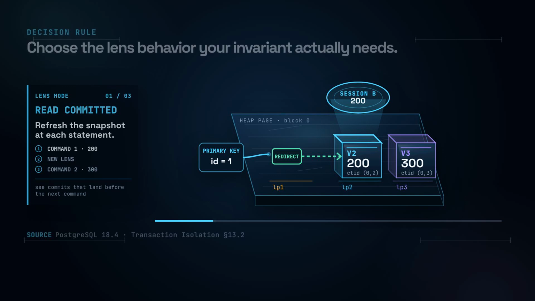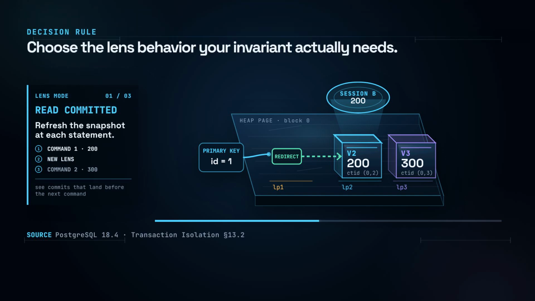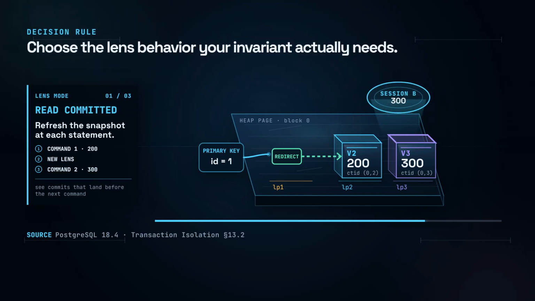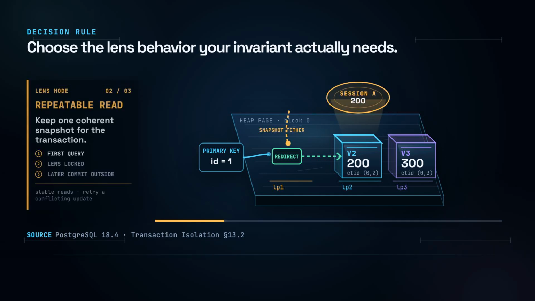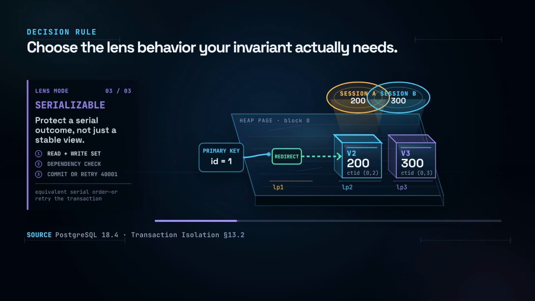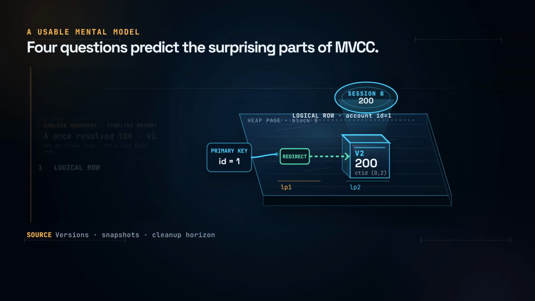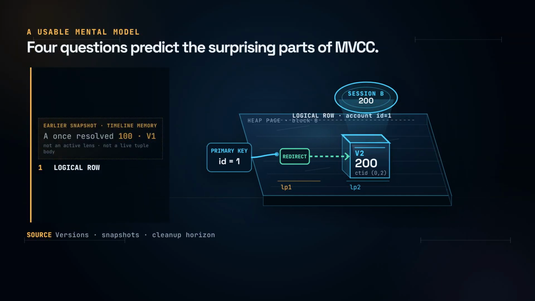Choose read committed when each statement may use the newest committed view available when that statement starts. Choose repeatable read when a transaction needs one coherent view across several reads, and keep that transaction short. Choose serializable when correctness depends on the combined effect of concurrent reads and writes matching some one-at-a-time order. And build retry handling either way when Postgres can reject a conflicting transaction.